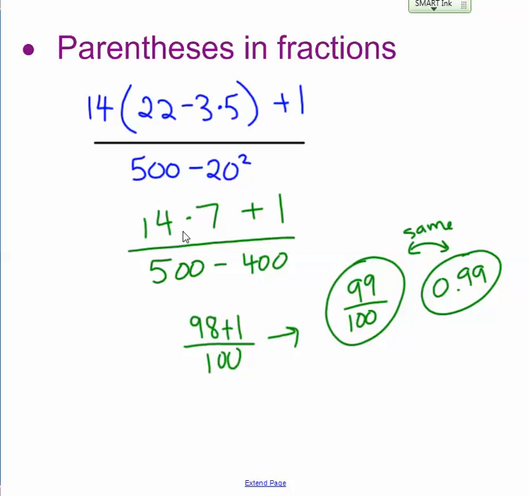And now to simplify the top, we multiply before we add, so we get 98 plus 1 on top, which is 99, and on the bottom we have 100. So you could leave it as a fraction, 99 100ths, or you can just write the decimal form of 99 100ths. They're the same thing.